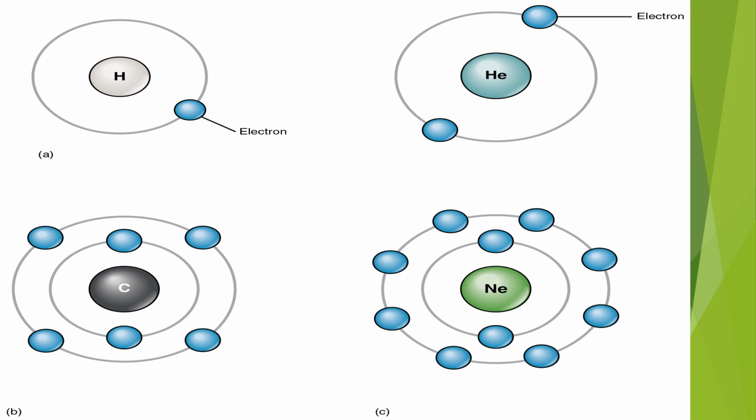Every atom has a different number of electrons as shown in this picture. Hydrogen, denoted as H, has 1 electron. Helium, denoted as He, has 2 electrons. Carbon, denoted as C, has 6 electrons, and neon, denoted as Ne, has 10 electrons.